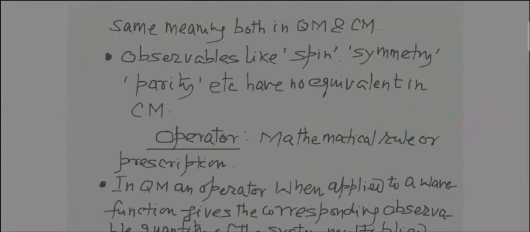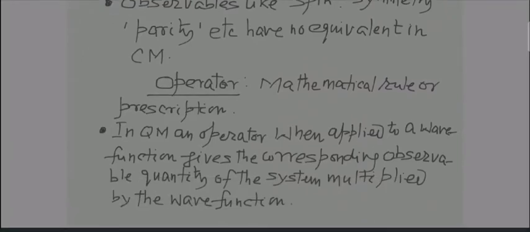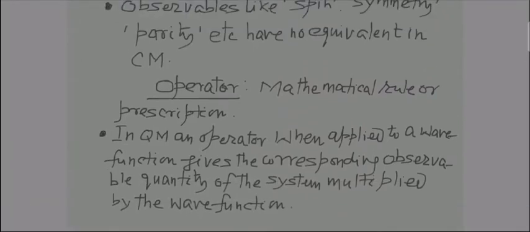So now we will talk about the operator. A mathematical rule or prescription. What is an operator? Basically it is a mathematical rule to define something. In quantum mechanics, an operator when applied to a wave function gives the corresponding observable quantity of the system multiplied by the wave function. So suppose I have an operator.